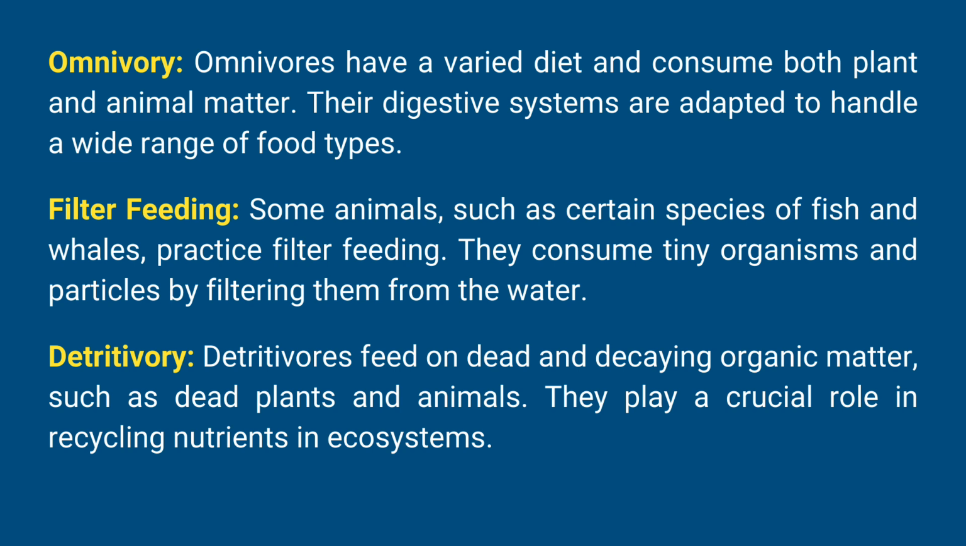Omnivory. Omnivores have a varied diet and consume both plant and animal matter. Their digestive systems are adapted to handle a wide range of food types. Filter feeding. Some animals, such as certain species of fish and whales, practice filter feeding. They consume tiny organisms and particles by filtering them from the water. Detritivory. Detritivores feed on dead and decaying organic matter, such as dead plants and animals. They play a crucial role in recycling nutrients in ecosystems.